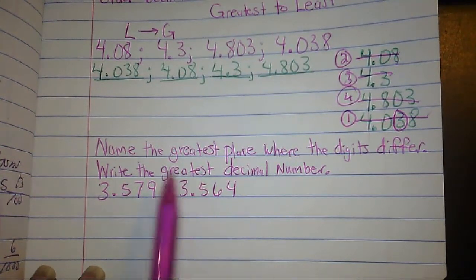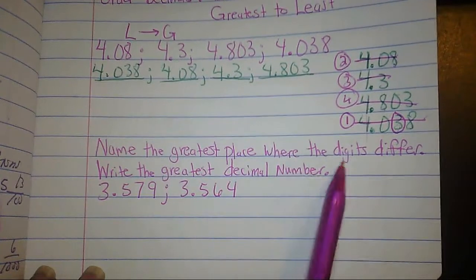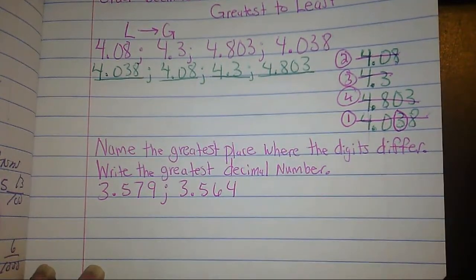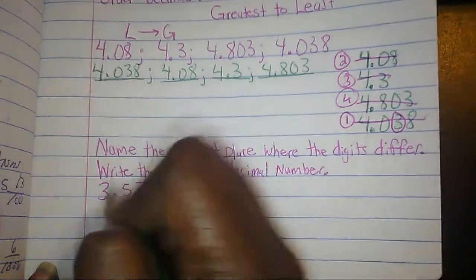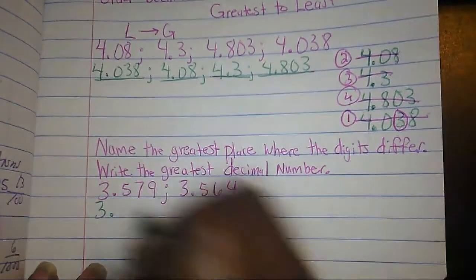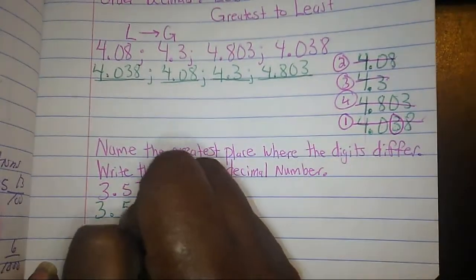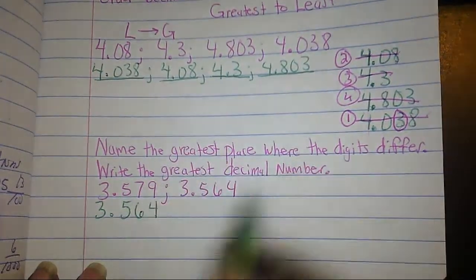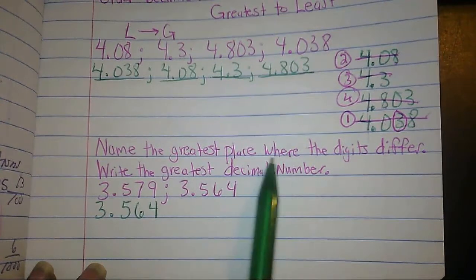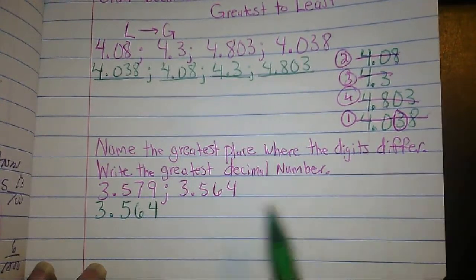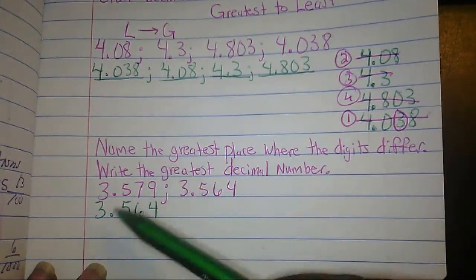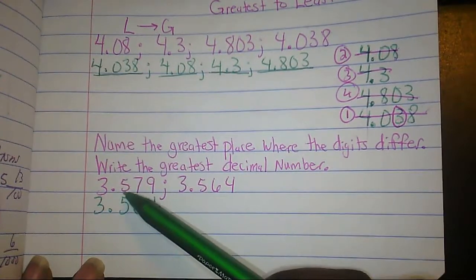In order for me to name the greatest place where the digits differ, the first thing I need to do is compare them. I'm going to line them up. I'm going to take this decimal and put it right underneath this one in order to do what the directions are asking me to do. I have to compare first. The greatest place where they are different, the digits differ. And you'll see that we've been doing that this whole time.